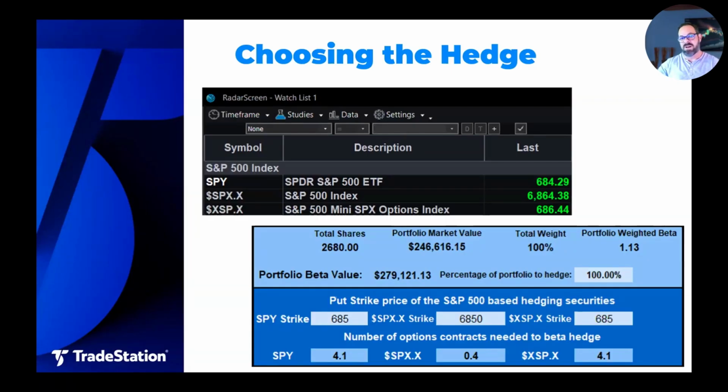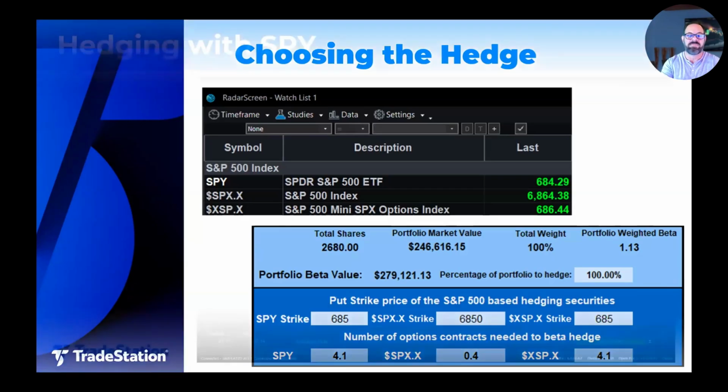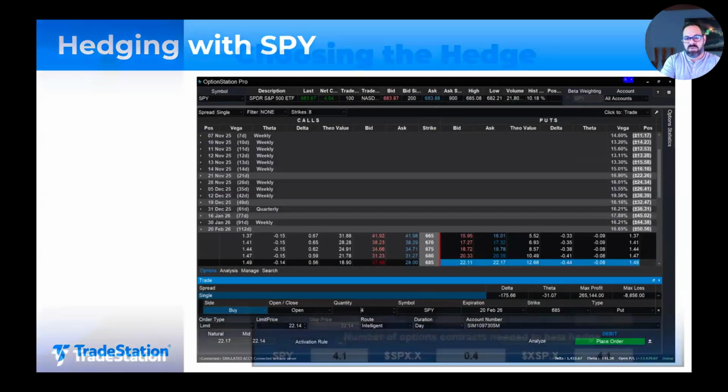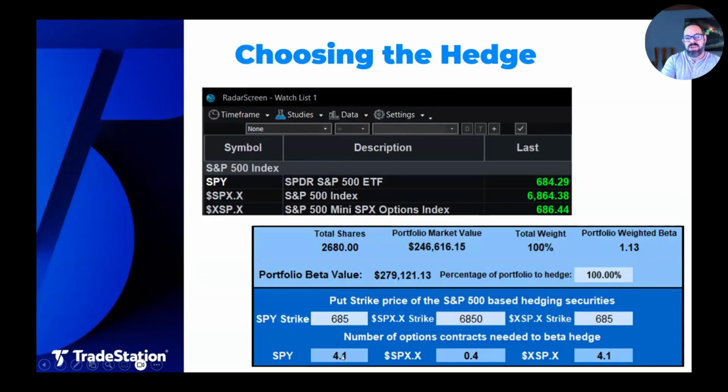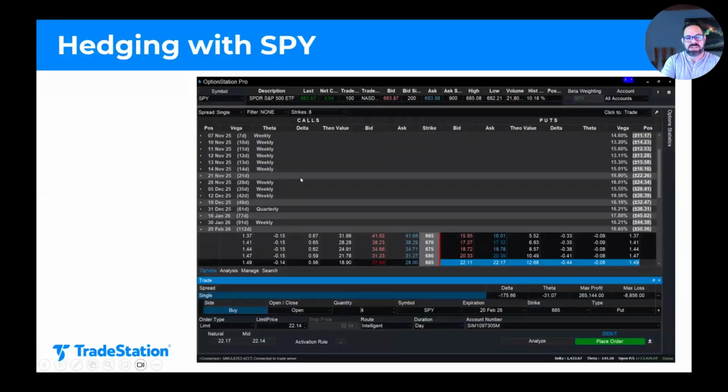If you go above and round up, you have extra protection, which means you might actually make a little profit when the prices are moving down or the markets are dropping. So in this case, I went back here, 4.1 for SPY, or did I use XSP? Nope, I used SPY. And you see the quantity is 4, using at the money options, buying the 685 put for 22.17. I think it's set on the mid price, which is actually 22.14.